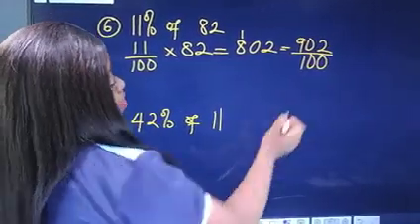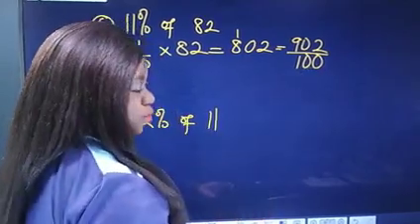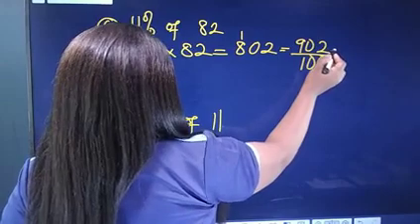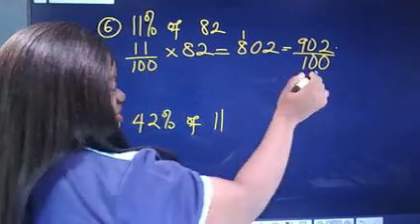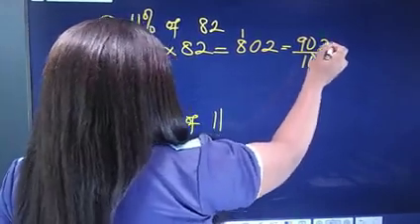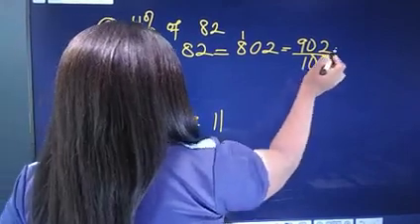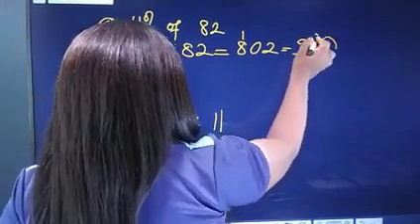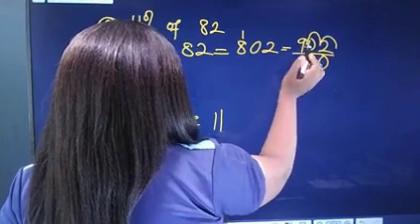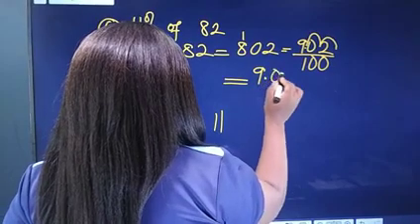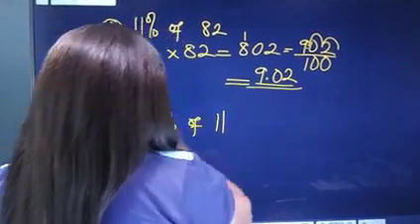Now, dividing by 100, you count from the decimal point 2 places to the left. So you assume your decimal point is behind the last digit on the right hand side. So let's count 1, 2. Your decimal point will be here, and that's equal to 9.02.